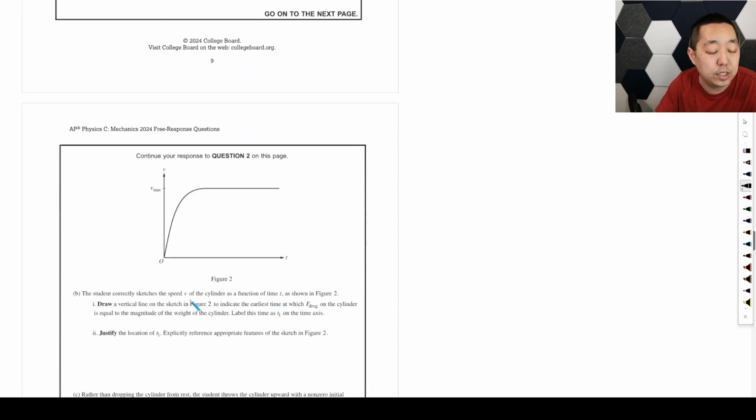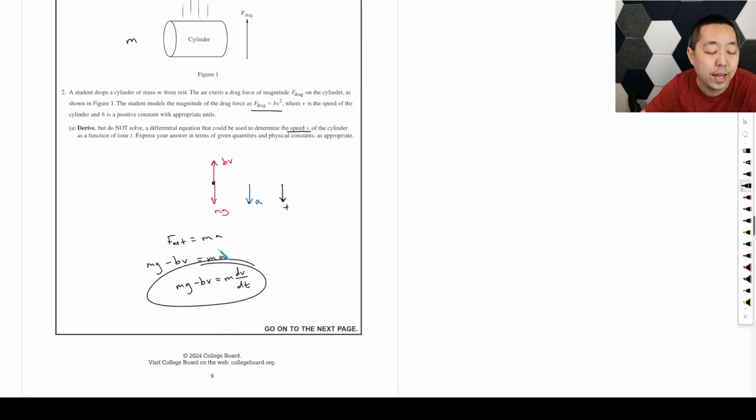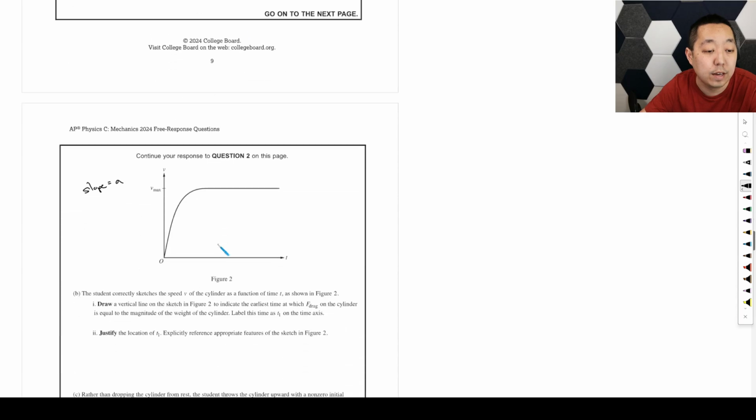The student correctly sketches the speed v of the cylinder as a function of time. Draw a vertical line on the sketch to indicate the earliest time where the F drag on the cylinder is equal to the magnitude of the weight of the cylinder. Label this. So when you have velocity versus time, the slope definitely equals the acceleration. And we want to know when the drag equals the magnitude of the weight of the cylinder. If those two forces are equal, then the acceleration is 0. That means the slope of this is 0. So we'll put it right there. That's when the slope is 0. So that is T1.